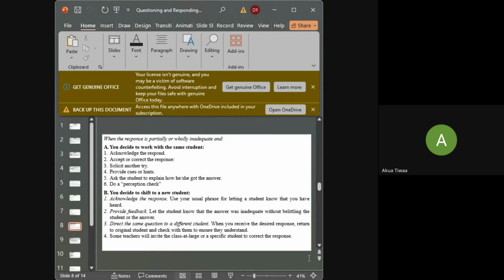Or if you want to work with the same student, and the person gives an answer that is not correct, partially or wholly, this is what you do. You acknowledge the response. Whatever your habit is for letting a student know that you have heard and are thinking, use it. So you accept or correct the response. The first one is you acknowledge the response, so you let the person know that you have heard what he or she has said.